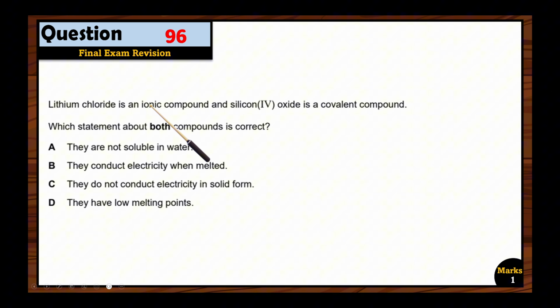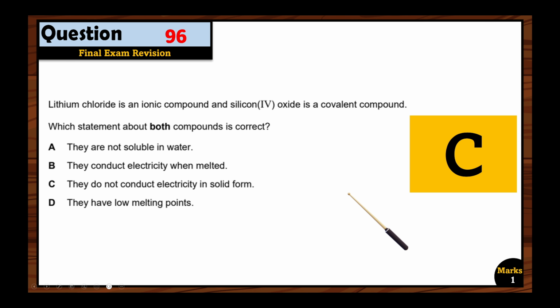Question 96, lithium chloride is an ionic compound and silicon oxide is a covalent compound. Which statement about both compounds is correct? Okay. So one is ionic, the other one is silicon oxide. They are not soluble in water. That's wrong, right? Because lithium chloride is soluble. Silicon oxide may not be soluble, but ionic compounds are usually soluble in water. They conduct electricity when melted. Wrong. Only ionic compounds can. They do not conduct electricity in solid form. Yes, that's right. Both cannot conduct electricity when they are in the solid form, right? So option C is right.